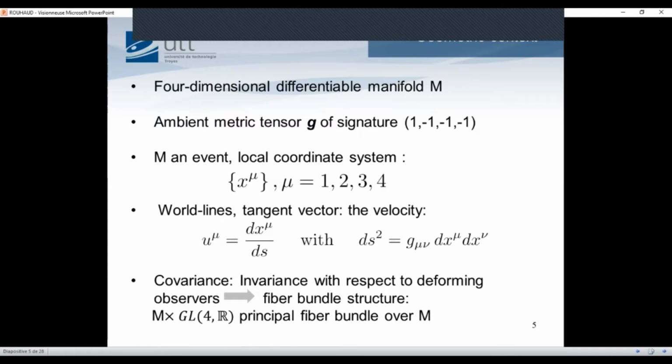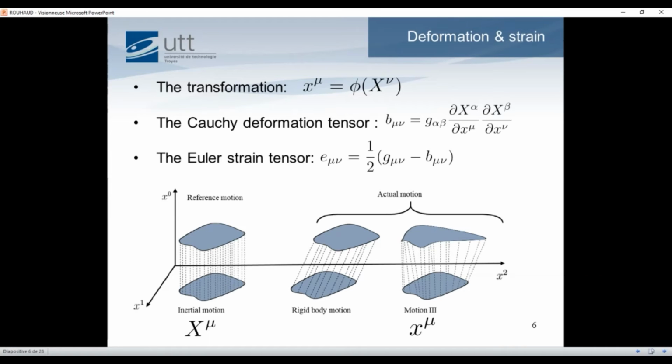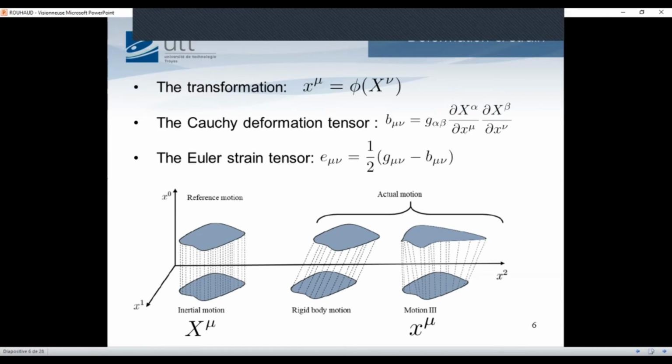Now, what do we mean by covariance? The invariance with respect to deforming observers will be modeled using a fiber bundle structure with the linear group GL4R to consider this invariance. To model the deformation of the material, I present here the transformation between two motions. This is a generalized definition for deformations.